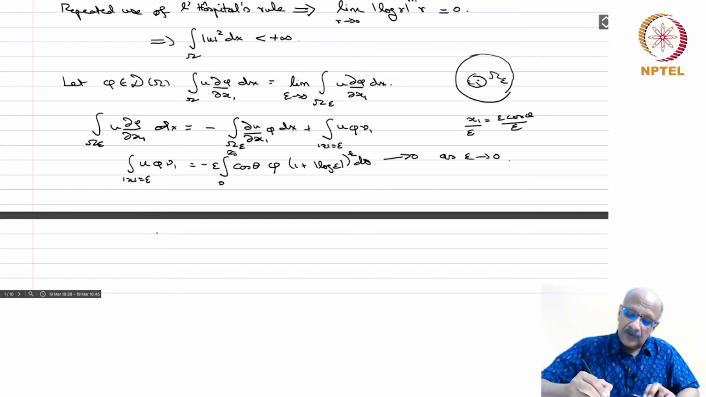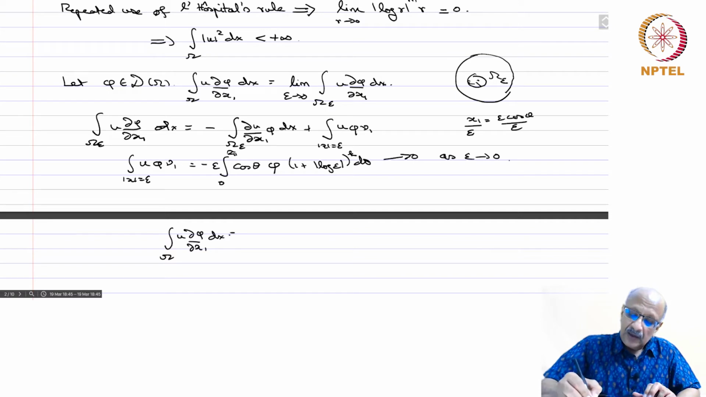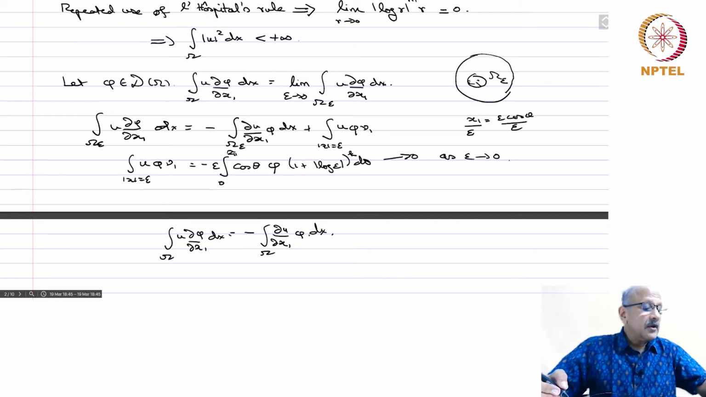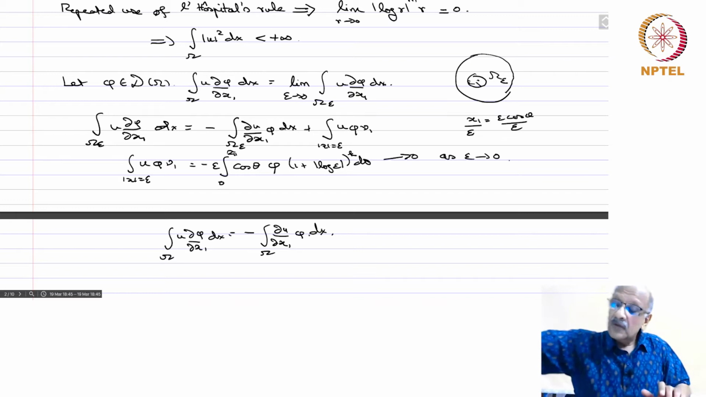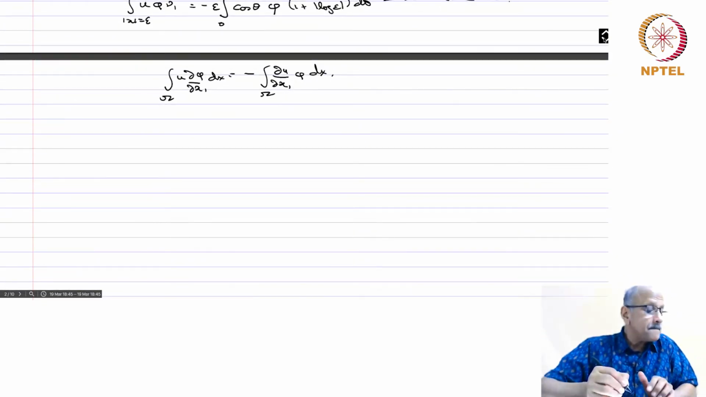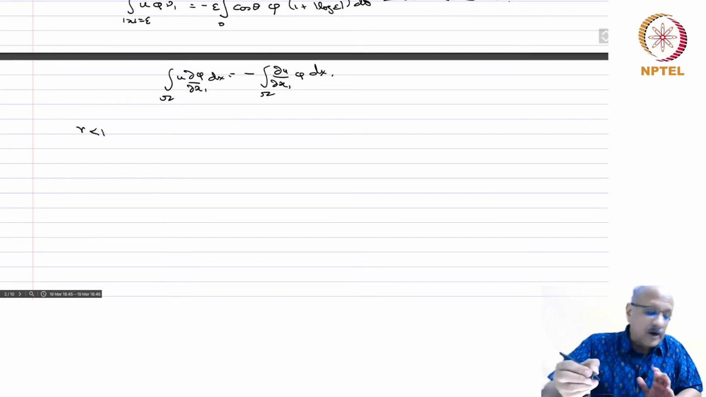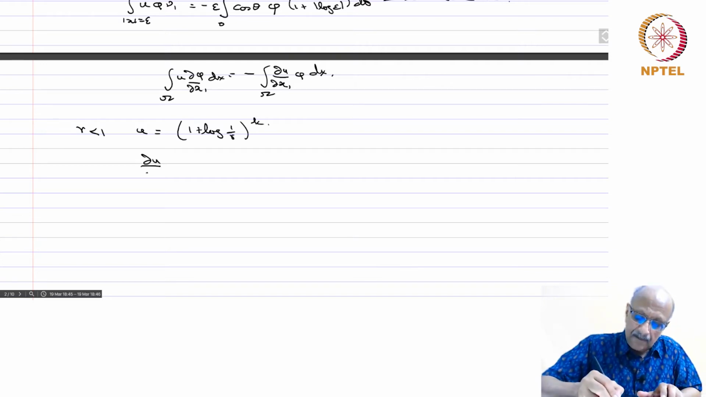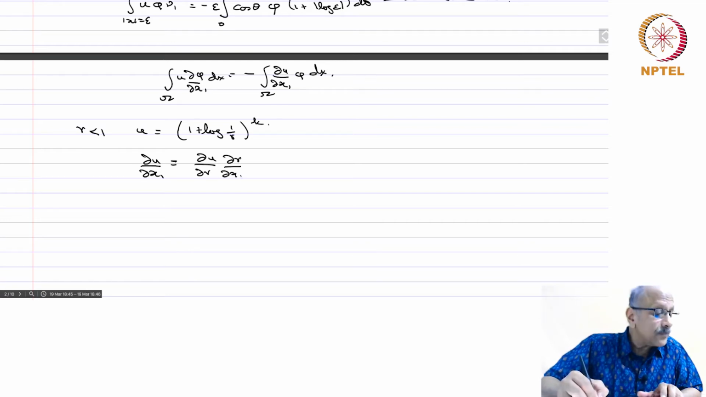And consequently, if you pass to the limit as epsilon goes to 0, you get the integral on Omega of u dphi/dx1 dx equal to minus the integral on Omega of du/dx1 phi dx. So we have checked that the distribution derivative is the same as the classical derivative. So now, r is less than 1 because |x| is less than 1. So u is nothing but (1 plus log(1/r)) to the power k. So du/dx1 equals du/dr into dr/dx1, and that is equal to again du/dr into cos theta.